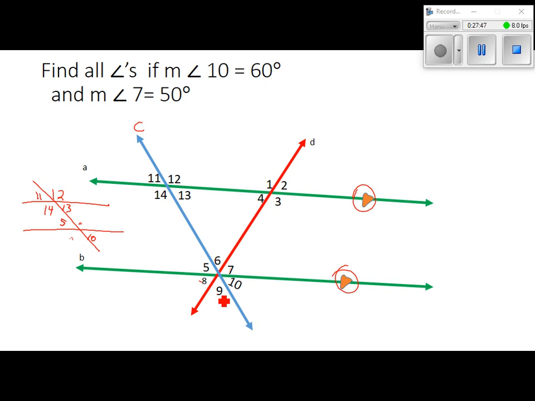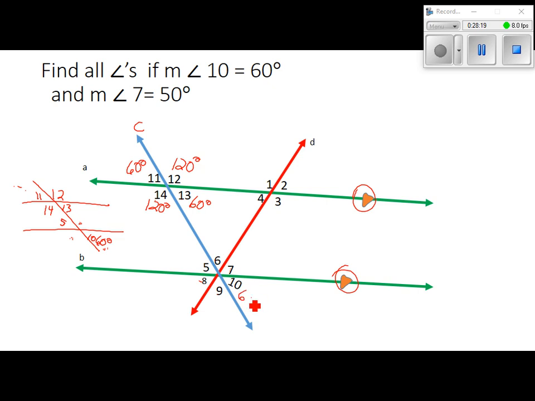They tell us angle 10 is 60 degrees, so let's stick that in there. That's 60 degrees right there. Then we can find all these other angles. So if we look at that, angle 10 and angle 11 are alternate exterior angles, so angle 11's got to be 60. And then you can find all these others. 13 is 60. 13 and 14 have to add up to 180, so 14 has to be 120. 12 has to be 120.